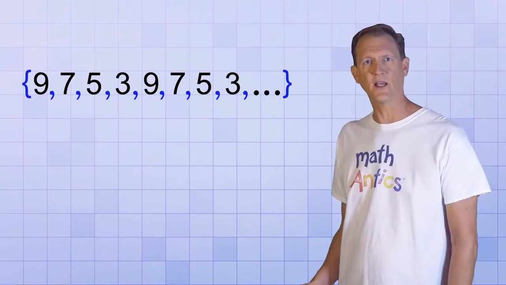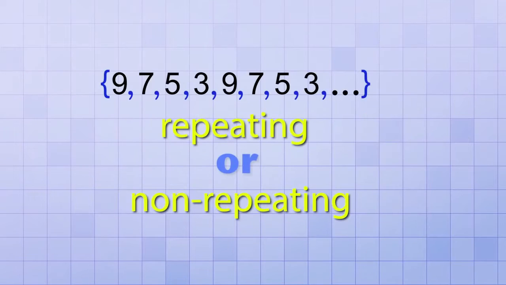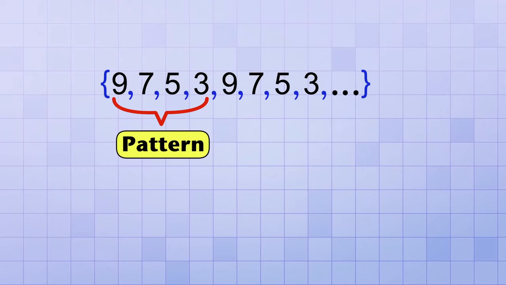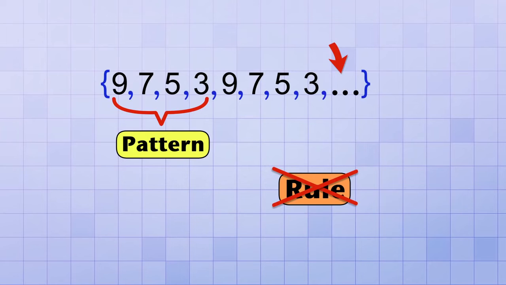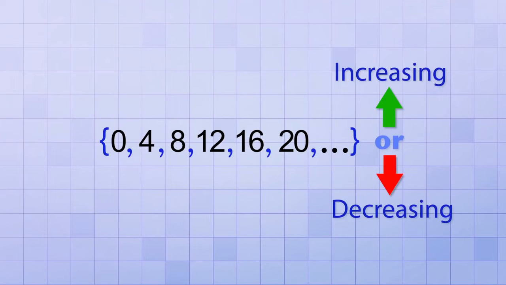When you're given a sequence, first try to determine if it's repeating or non-repeating. For example, in this sequence, you can see that part of the sequence keeps repeating. That means that you need to use the pattern to fill in any missing elements instead of a rule. But if the sequence isn't repeating, like this one, the next thing you'd want to check is if the sequence is increasing or decreasing. Not all sequences increase or decrease, but increasing sequences could be based on an addition or a multiplication rule, while decreasing sequences could be based on a subtraction or division rule.